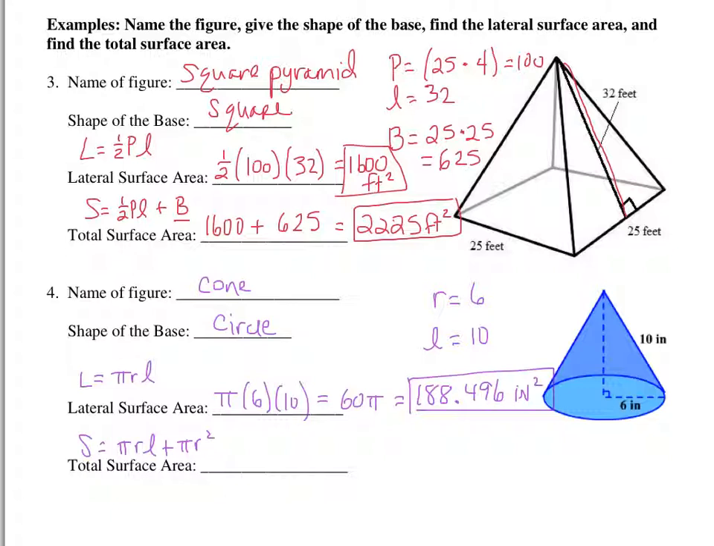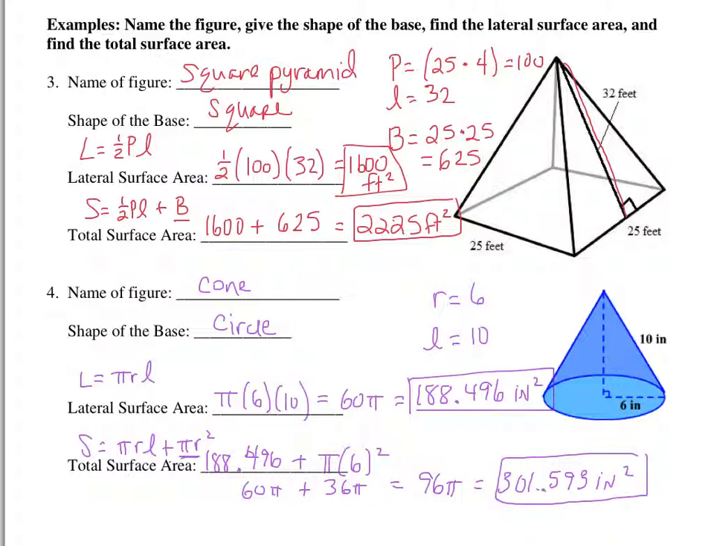So we need to use that answer, 188.496, and now we have to add the area of our circle, so pi r squared. So remember, this was really 60 pi plus, we get 36 pi there. So if we add those two together, we end up with 96 pi. So if you multiply 96 and pi together, we get 301.593, and this should be inches squared. So don't forget to put your inches squared or any of your units with your corresponding figure on any of the pictures you do.